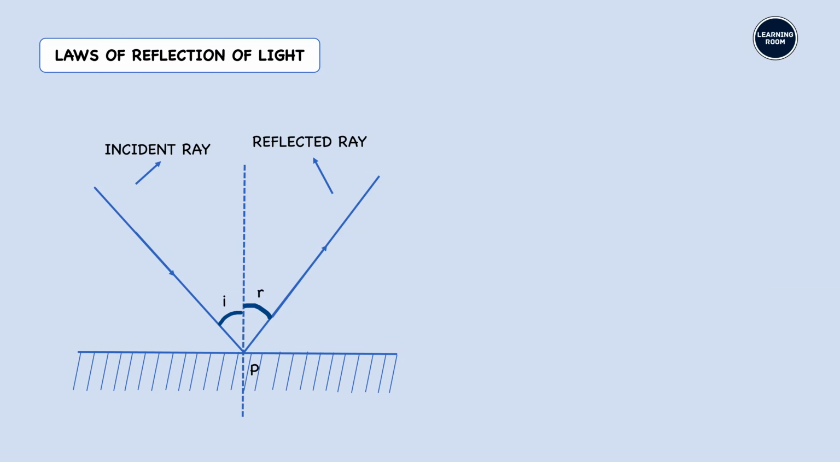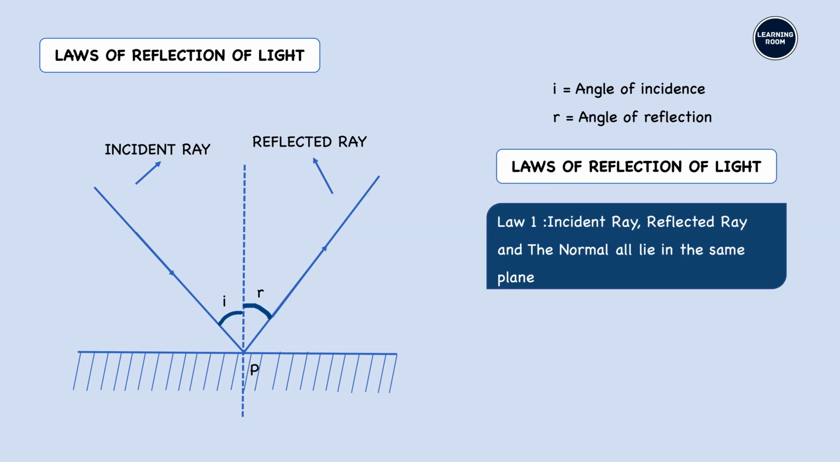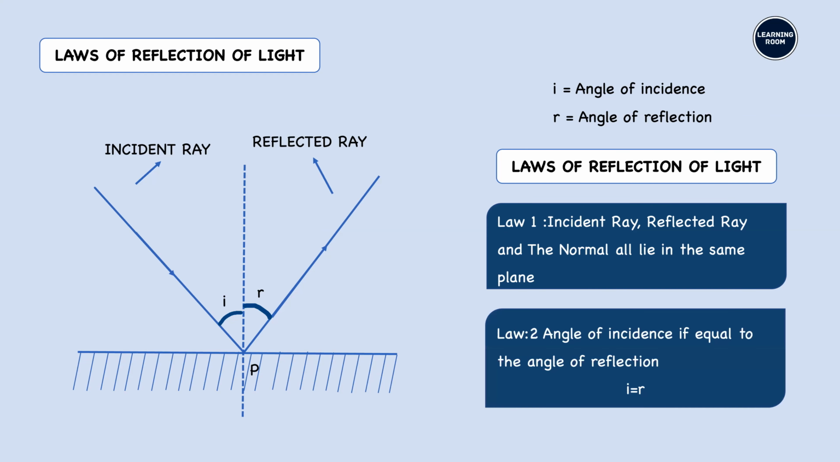Yes. So first, we will give a definition. I is the angle of incidence and R is the angle of reflection. And what are the two laws of reflection? The first one is that the incident ray, reflected ray, and the normal all lie in the same plane. The second law is that the angle of incidence is equal to the angle of reflection.